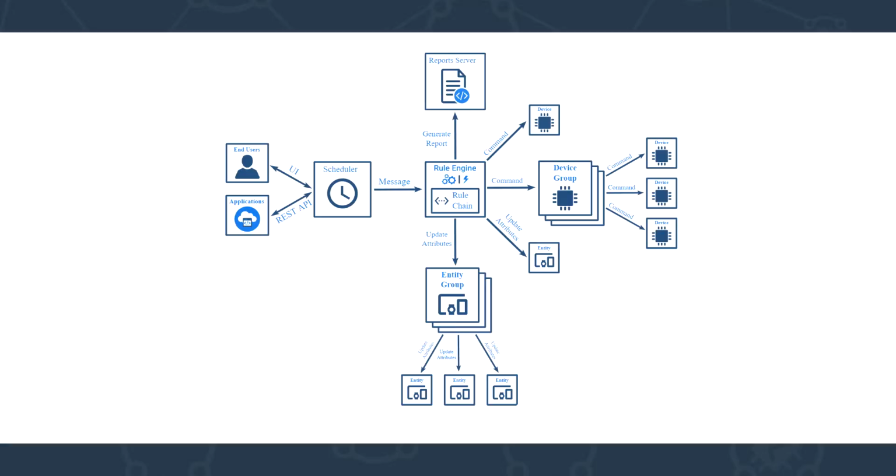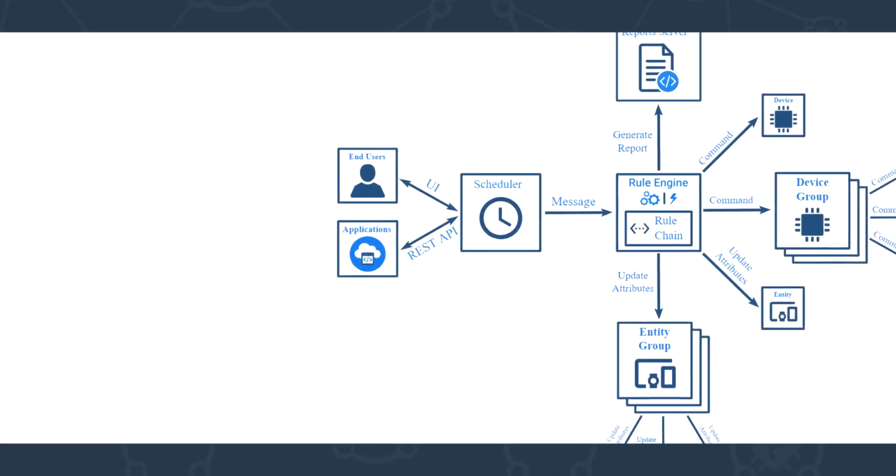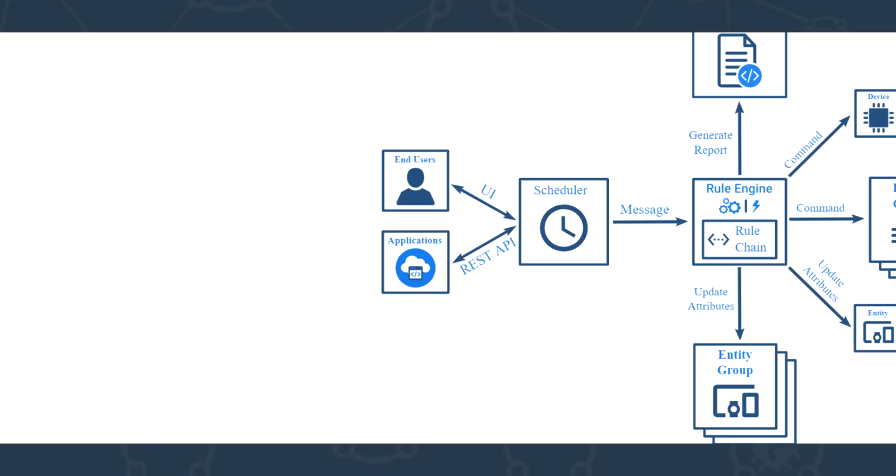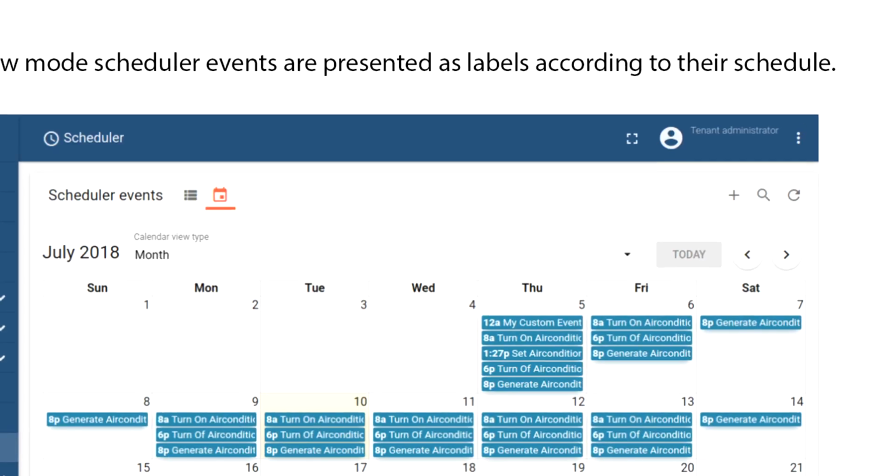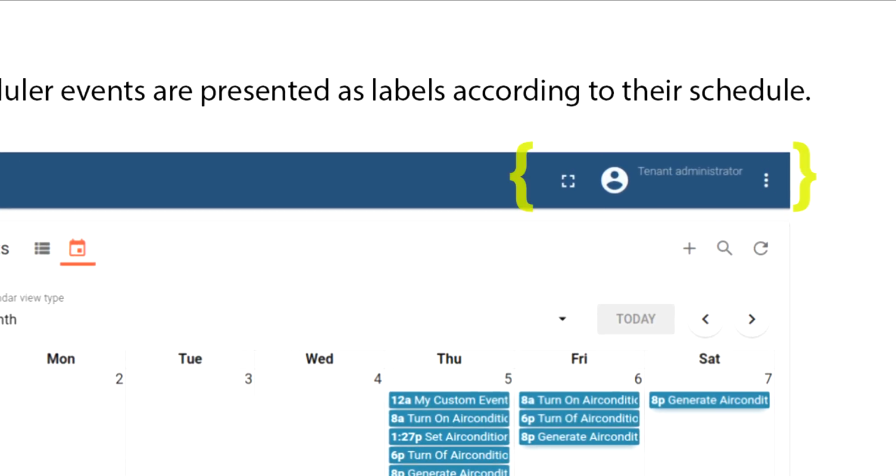Let's take a brief look at the architecture of the ThingsBoard scheduler. As you can see on the diagram, there are two ways you can schedule events, via the REST API or via the ThingsBoard UI. The scheduler UI component is available for the tenant administrator. Similarly, the tenant administrator is able to create a dashboard and allow customers to schedule their own events.